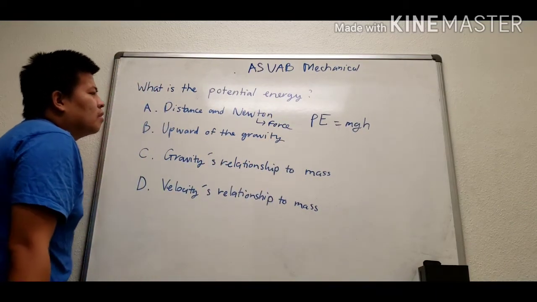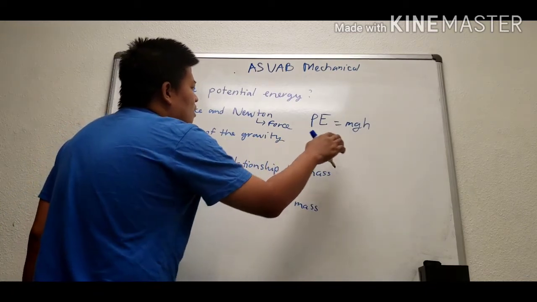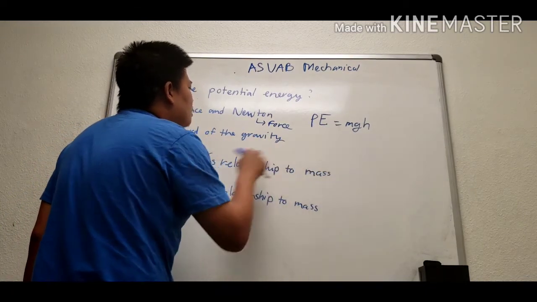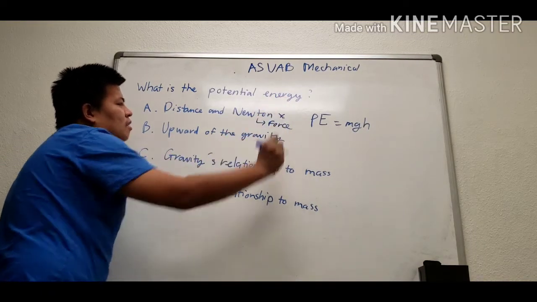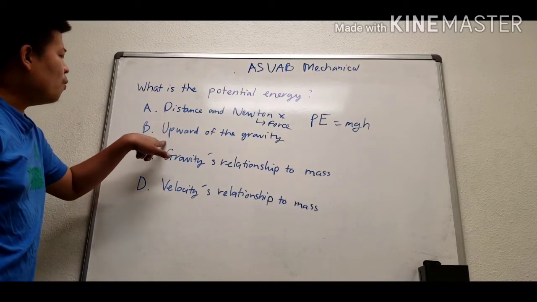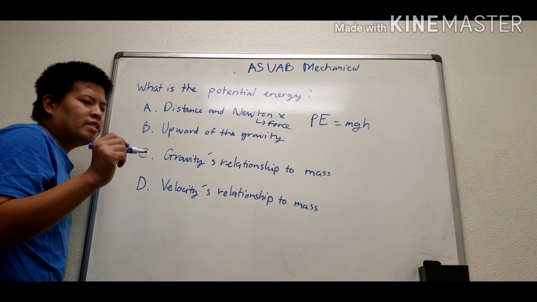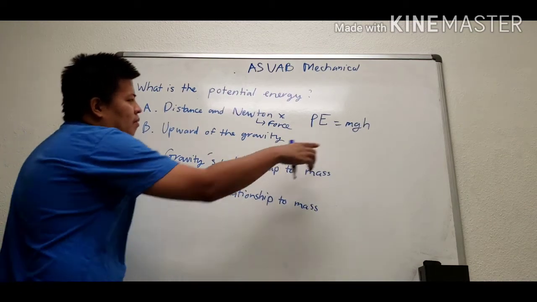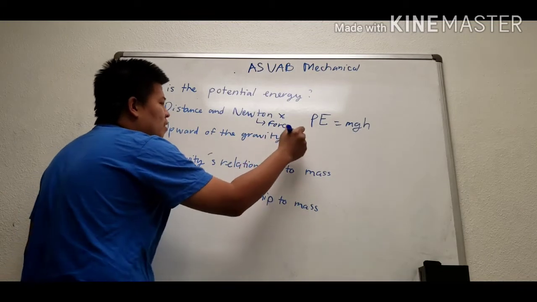In here, we have the Newton. We don't have the Newton in here. So this is about wrong because they don't relate it. Upward of the gravity, it means they refer to the gravity going down. So this is not related.